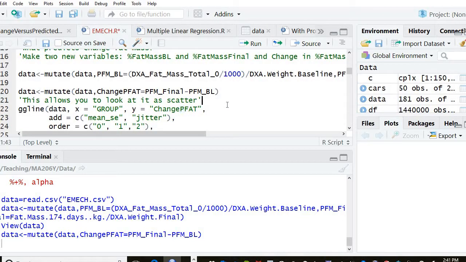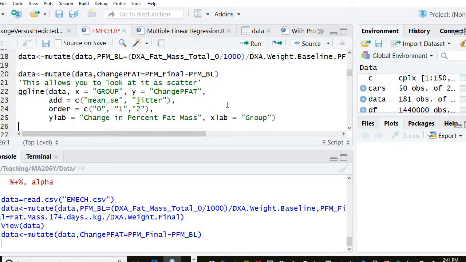All right. I love this command that allows you to look at data by group. The groups here are 0 represents controls, 1 represents low dose group, and 2 represents high dose group. And I want to just see what the change in percent fat mass looks like in each one of those groups.